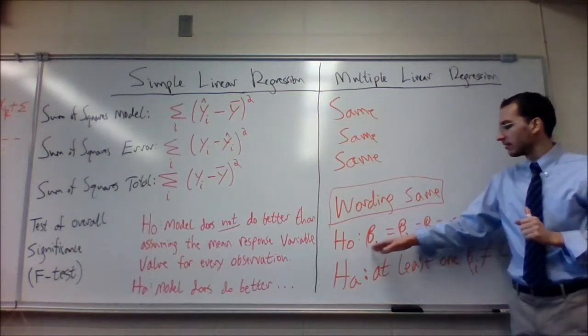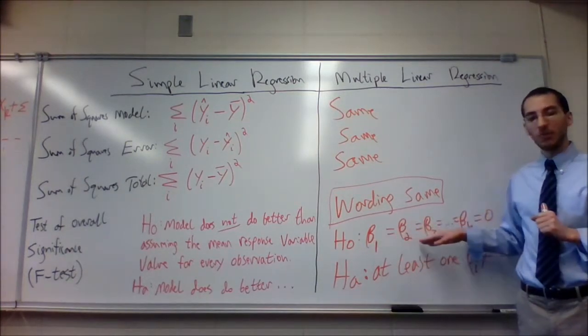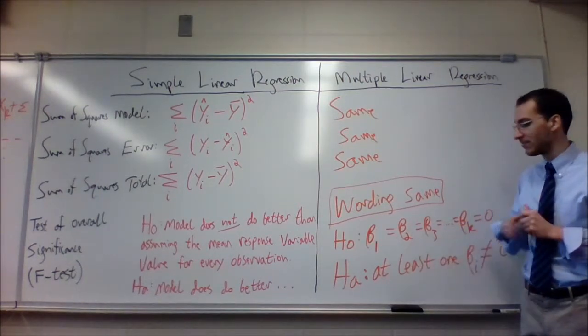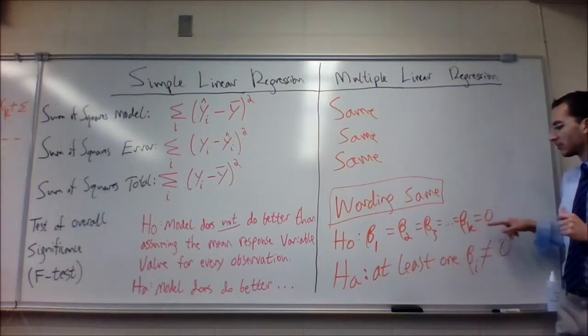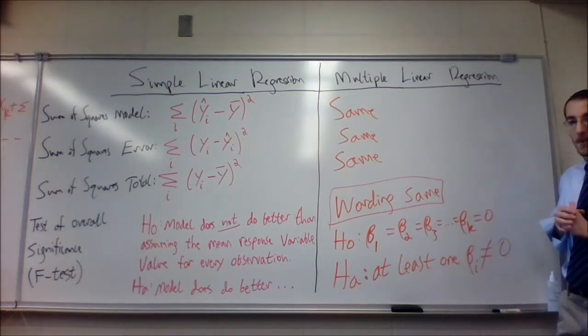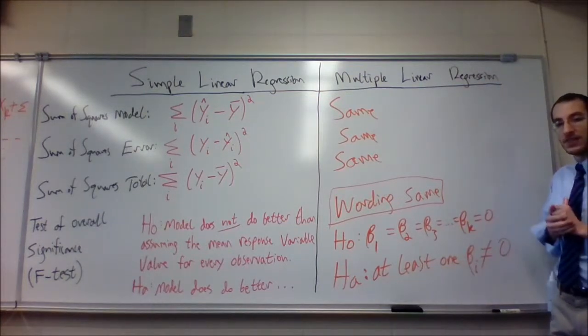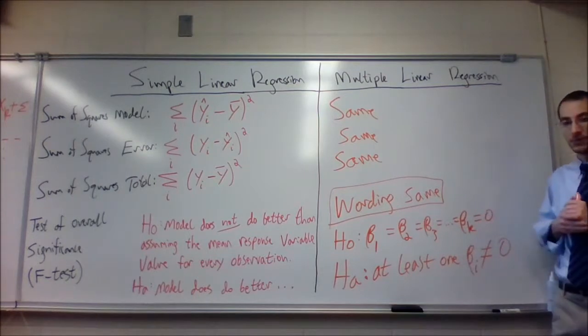But that every single one of my slope coefficients, not the intercept coefficient, my apologies for that, every single one of the slope coefficients is equal to 0. And alternatively, at least one of these slope coefficients is not equal to 0.